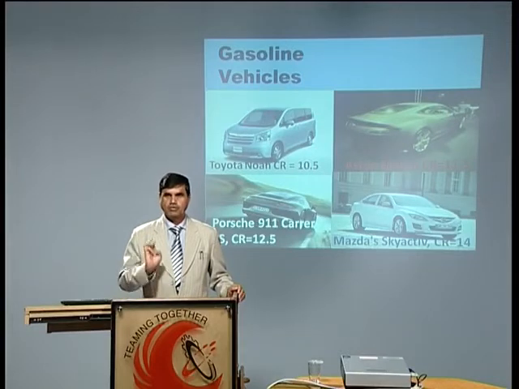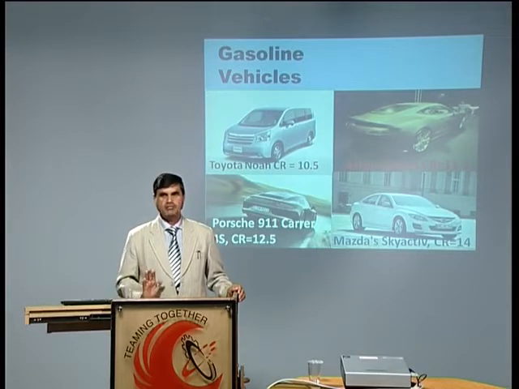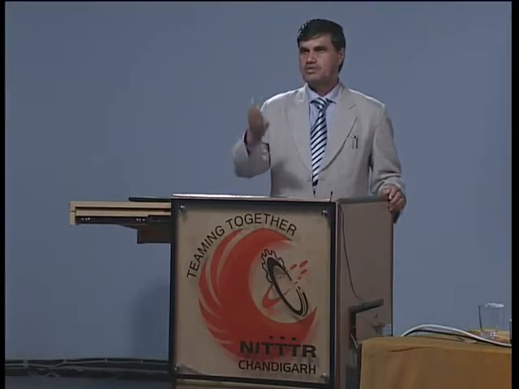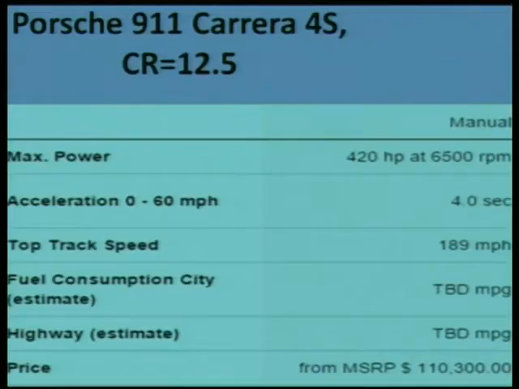So today the trend is to increase the compression ratio in spark ignition engines. The output from a given size engine will be increasing, and at the same time efficiencies are increasing. Just the specification of this Porsche car I am showing you. Maximum power I said it is around 400. It is exactly 420 horsepower, and engine RPM is 6500. At this particular RPM, this power output is obtained.